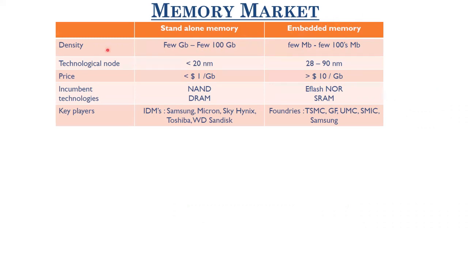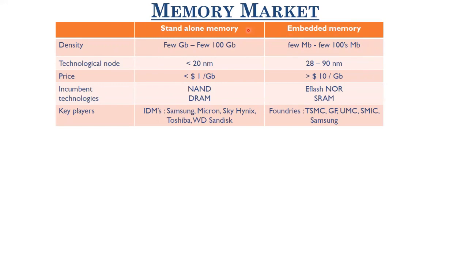If you look at the density, as we discussed earlier during the discussion on memory organization, standalone memories such as DRAM or NAND flash, their capacity is large, right? So their density is going from few GB to few terabytes. Whereas for embedded memories, such as your L1, L2 cache, L3 cache, and your registers, the density is very small. It's some bytes to some megabytes at max, few hundreds of megabytes. That is your L3 cache.